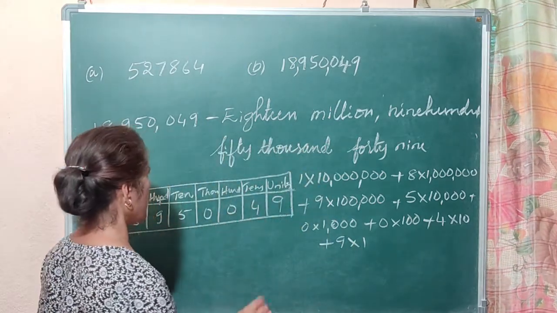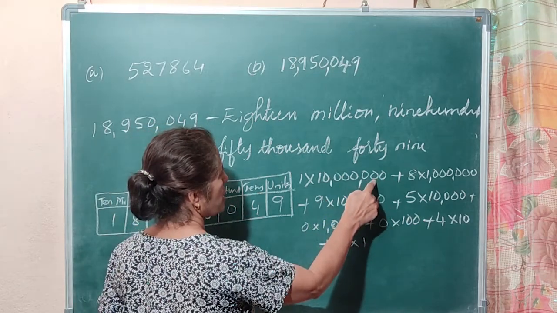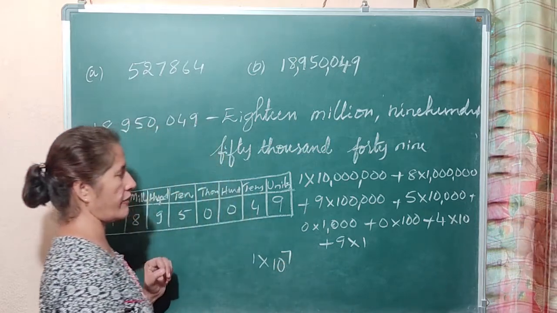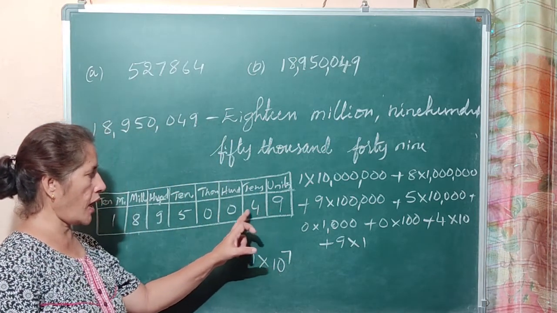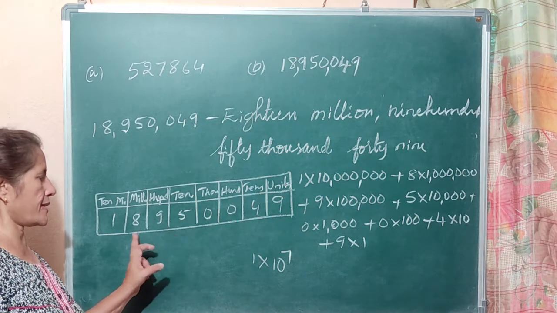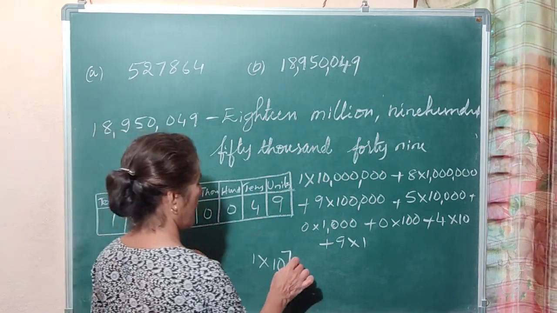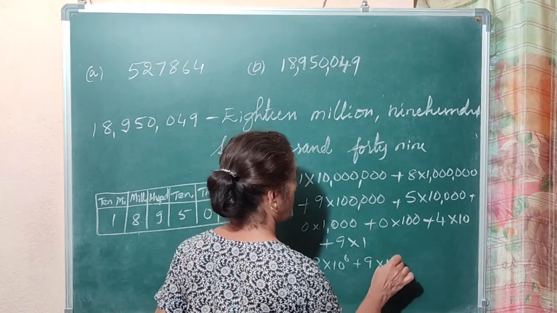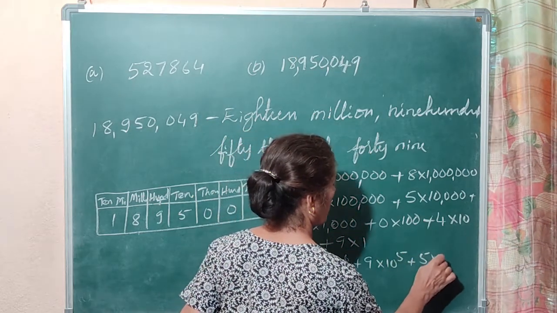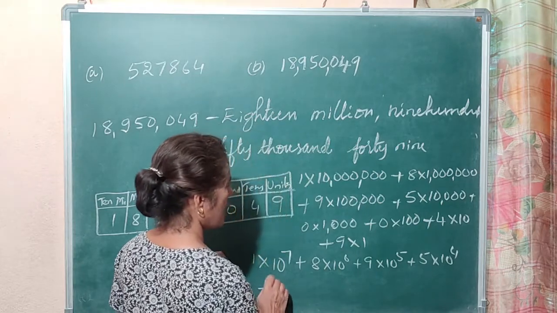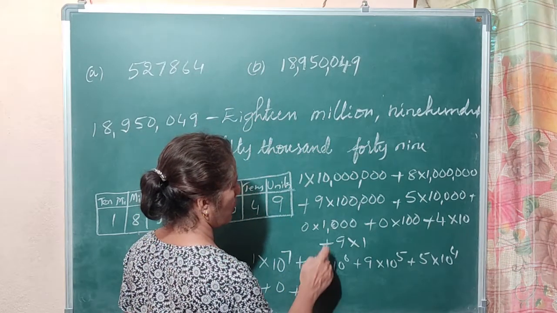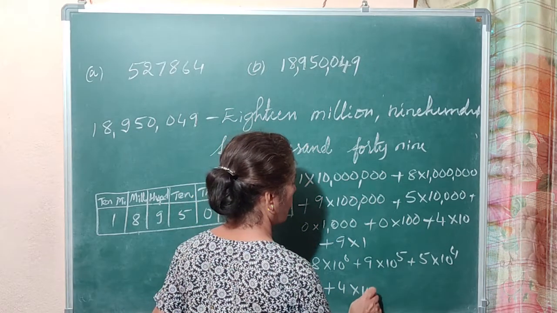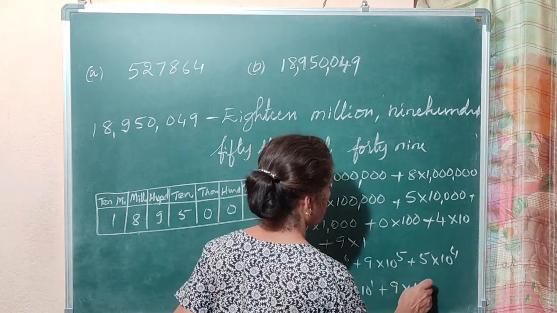So how do you write it down? 1 into 10 to the power of 7. Let us verify whether we are right. 10 to the power of 0, 1, 2, 3, 4, 5, 6, 7. We are very much correct. Plus 8 into 10 to the power of 6. Plus 9 into 10 to the power of 5. Plus 5 into 10 to the power of 4. Plus 0, plus 0. Plus 4 into 10 to the power of 1 plus 9 into 10 to the power of 0.